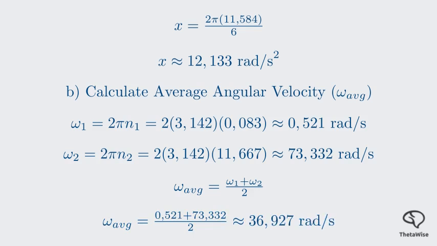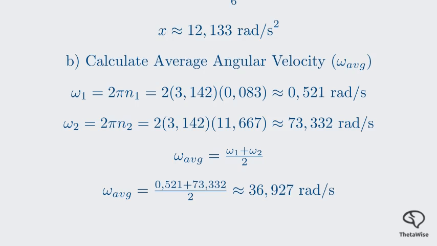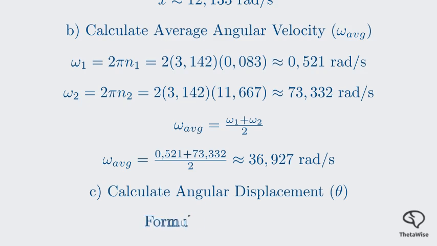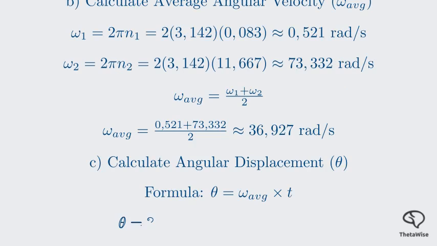Let's move to part C, the angular displacement. We need to find theta. We use the formula connecting average angular velocity and time. Theta equals average angular velocity times time t. Multiplying our average angular velocity, 36.927, by the time 6 seconds, we get approximately 221.562 radians. This is the total angle the spin dryer rotated during the acceleration period.